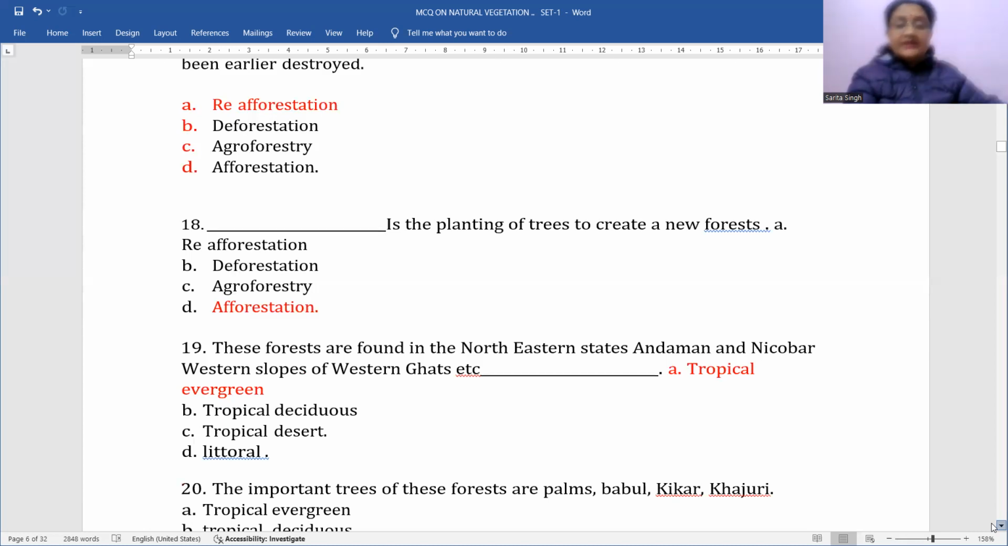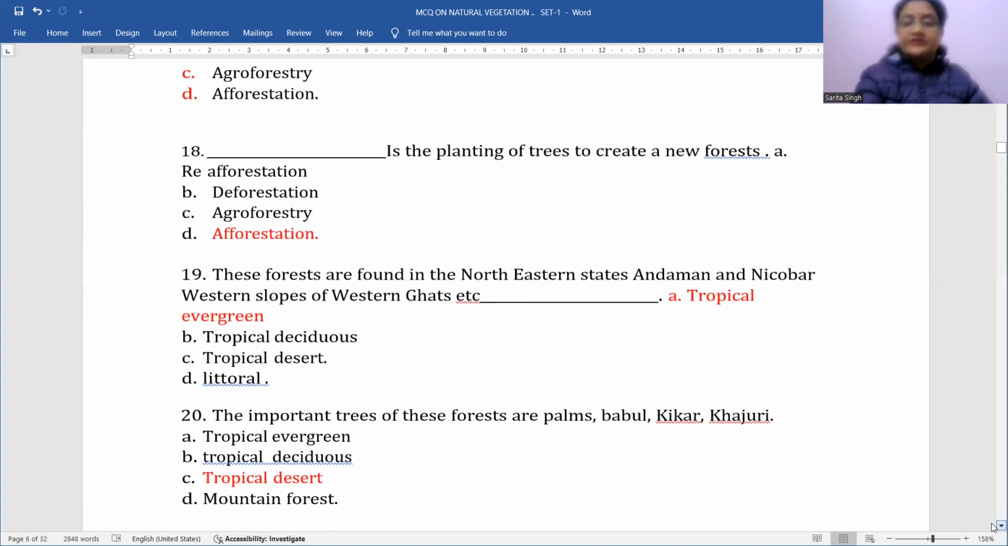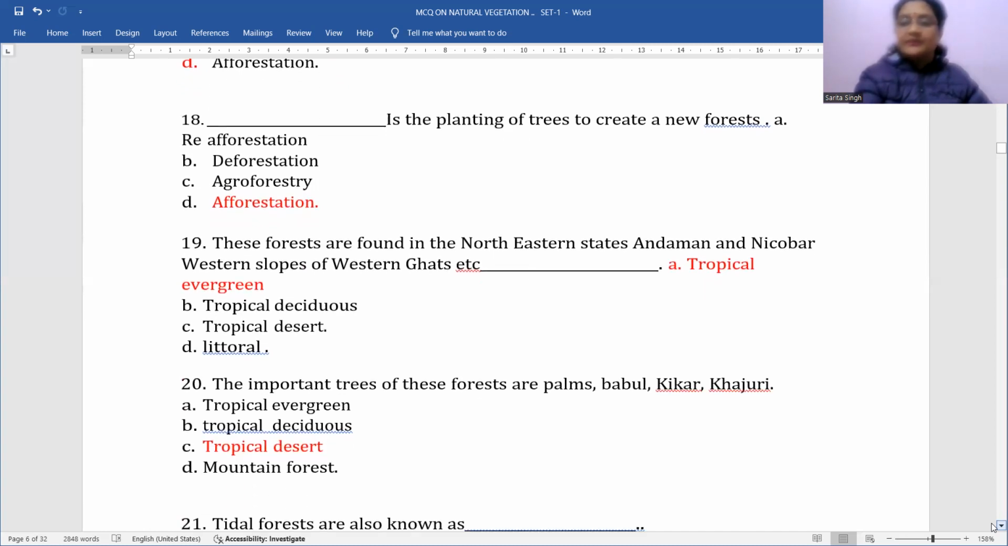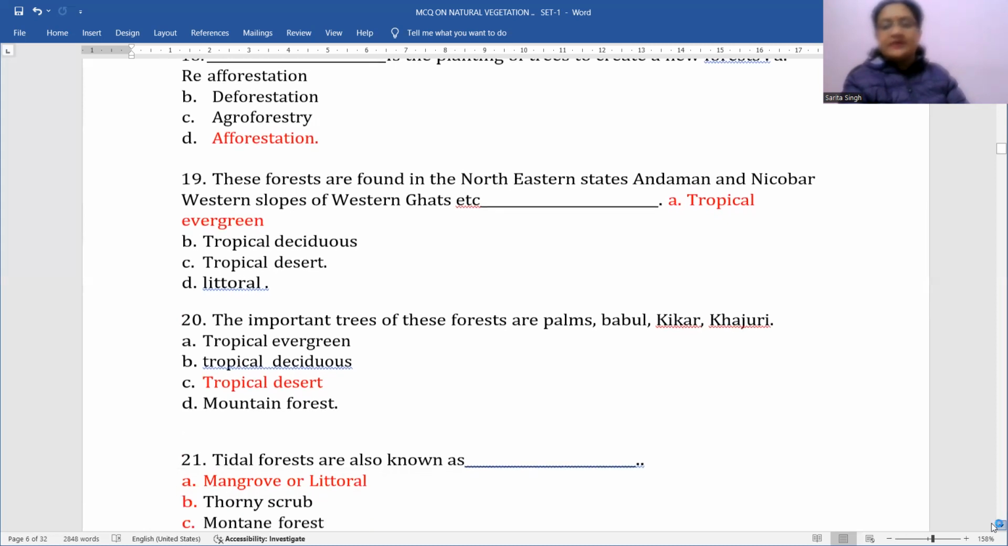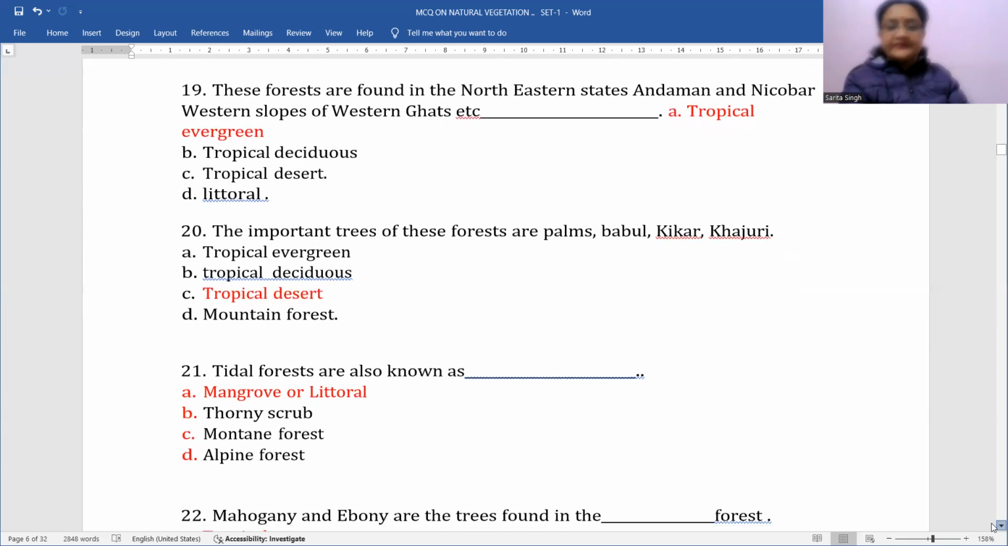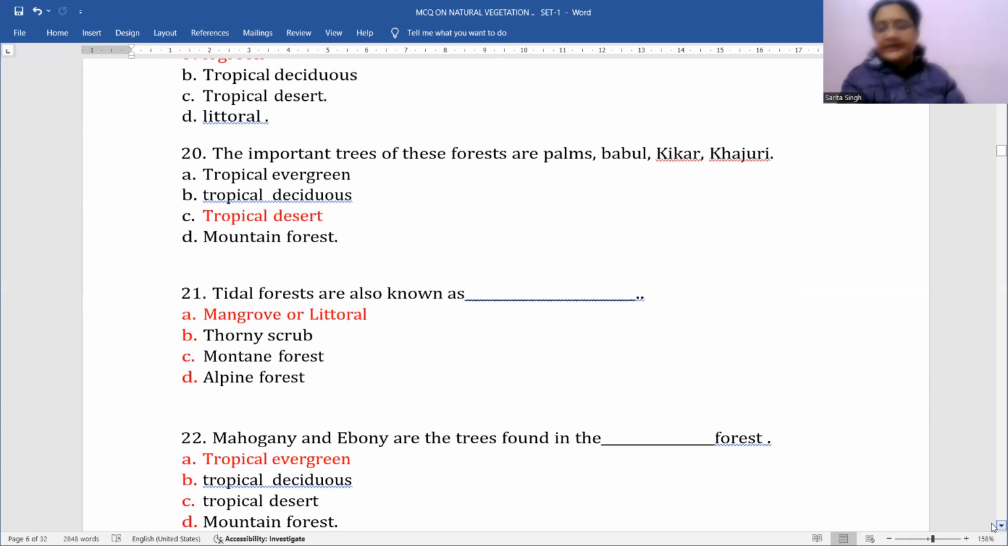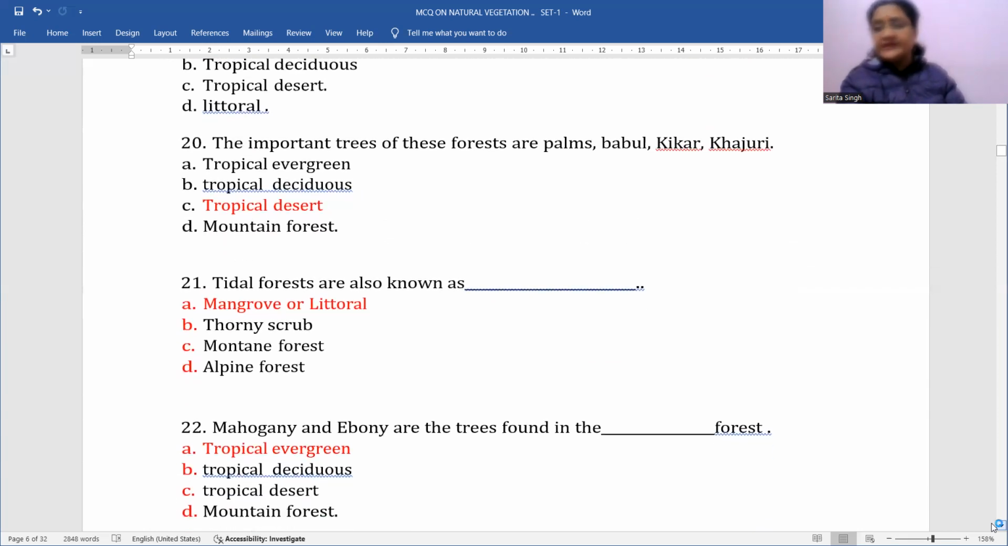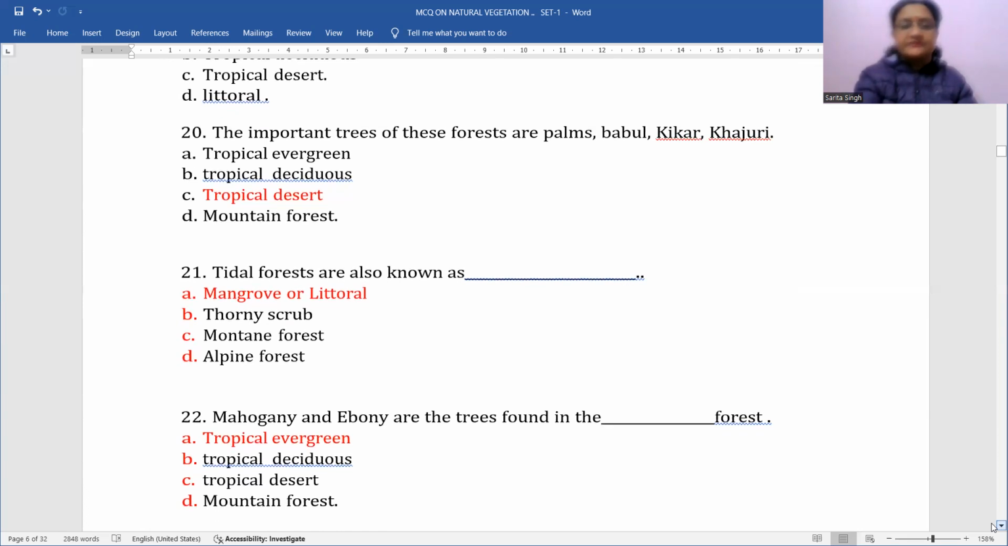Okay, now let's talk about the next question. These forests are found in the northeastern states, Andaman, Nicobar, western slopes of western Ghats, etc. और इसका आंसर होगा tropical evergreen. Yes. Okay, next question है, the important trees of these forests are palms, babul, कीकर, खजूरी. ये कौन सा vegetation हो सकता है? This vegetation belongs to the desert areas. Okay, and that's why it has got the name tropical desert type vegetation.